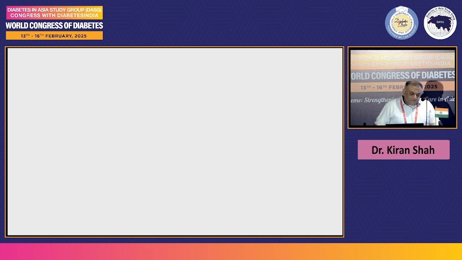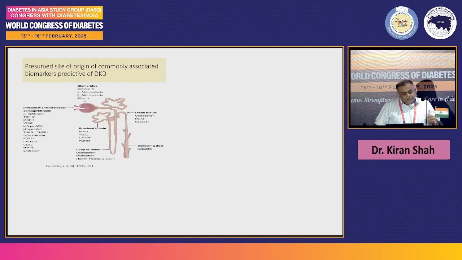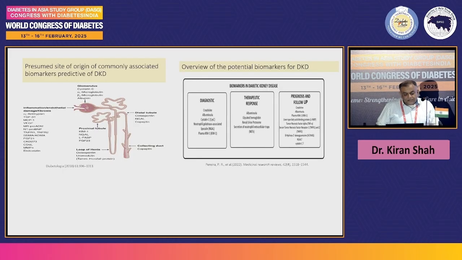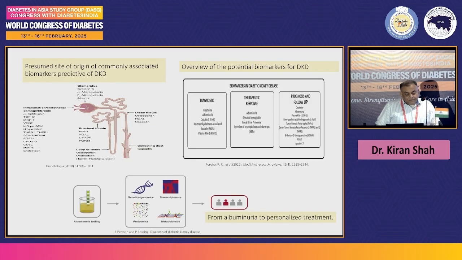And based upon the site of origin, there are papers which have shown that you can have biomarkers depending on whether they are useful for diagnostic purpose, therapeutic response or prognosis purpose. And there are papers which have also shown that we are now moving to omics, which is considered to be proteomics and metabolomics. So we are targeting personalized treatment, or we particularly look into individualized treatment to give them personalized treatment.